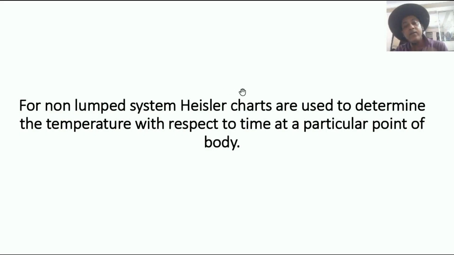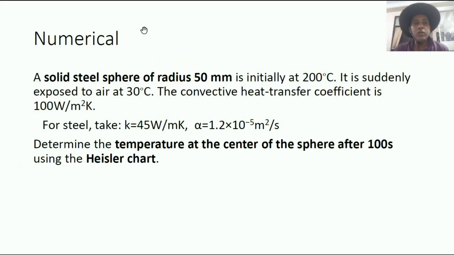I will take a numerical and teach you how to use the Heisler charts for finding the temperature of a body which is either cooling in the surroundings or heating up in them. So, directly coming to the numerical so that you will easily learn. The numerical is: a solid steel sphere of radius 50 mm is initially at 200 degrees centigrade and is suddenly exposed to air at 30 degrees centigrade. Say a furnace is there at 200 degrees centigrade, and it is taken out into an atmosphere where the temperature is 30 degrees centigrade. What will happen? It will start losing heat to the air by convection.